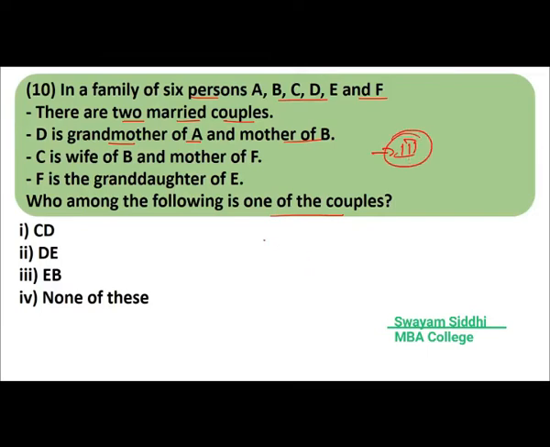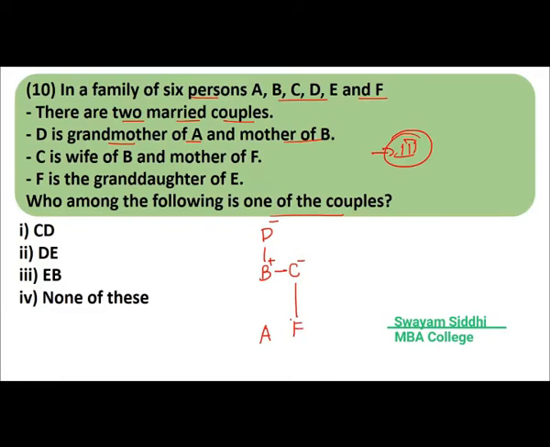D is grandmother of A. So we'll have A over here. We'll have D over here. There are 2 generation gaps. And mother of B. So D is mother of B. So D is female. C is wife of B. So B must be male and C is wife, so female. And mother of F. So C is mother of F.